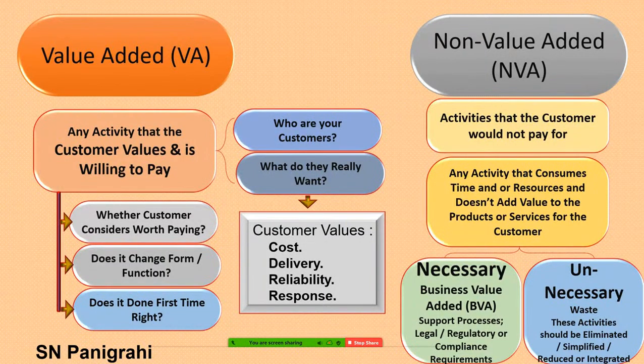For example, you are ordering a pizza. The pizza you expected within half an hour is delivered after 2 hours. Then it is not good quality. It's a waste. It's non-value added. That extra time consumed is not wanted by the customer. So the customer is expecting value in terms of cost, delivery, reliability, and response also.